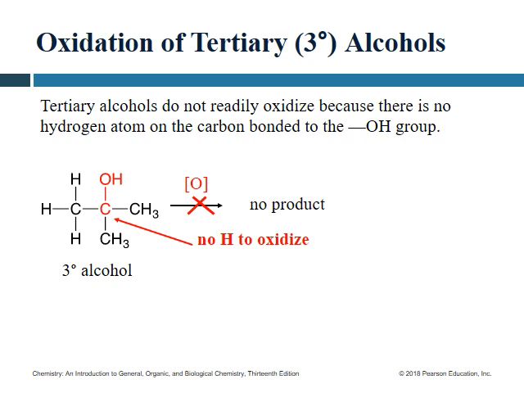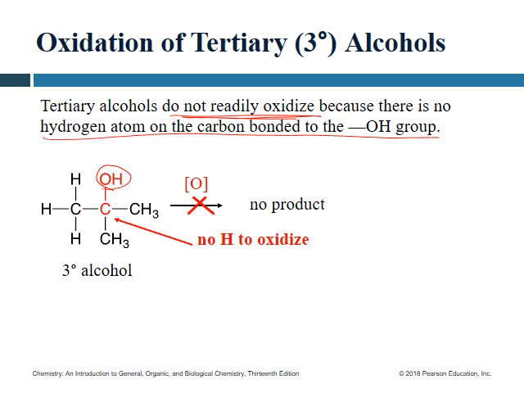So what we saw is that when an alcohol is oxidized, one hydroxy group is lost and a hydrogen from the same carbon is lost. But in case of tertiary alcohols, they don't have any hydrogen left. They don't have any hydrogens on this carbon, which means these tertiary alcohols cannot be oxidized. They do not readily oxidize because there is no hydrogen atom on the carbon bonded to the hydroxyl group.